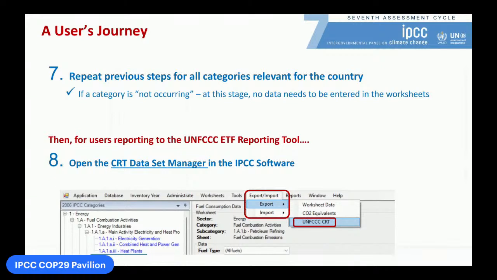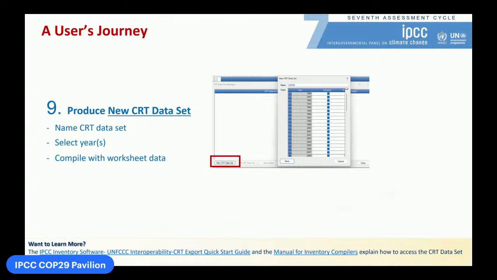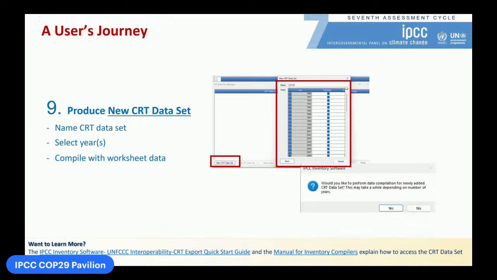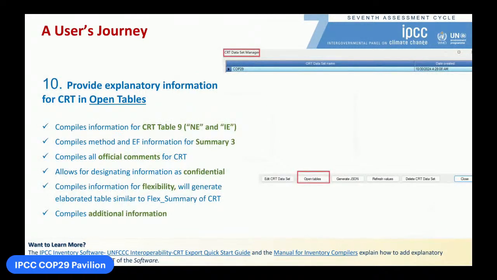And there's a function at the top on the export import, and you can export to the UNFCCC CRT. I'll show you that in the live demonstration in a second. You basically create a data set, and what this is doing is it's starting to put together the data that you want to transmit to the UN. You select the data set, select the years that you would like to prepare the data set for, and the system will ask you, would you like to perform data compilation? And what it will do at that point is it will start aggregating or compiling all of the information from each category into a visualized CRT.